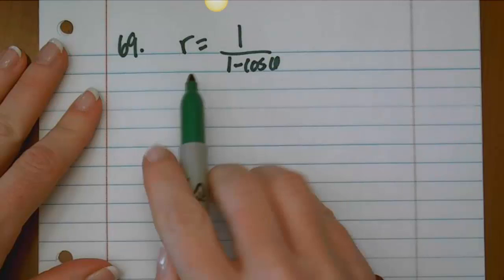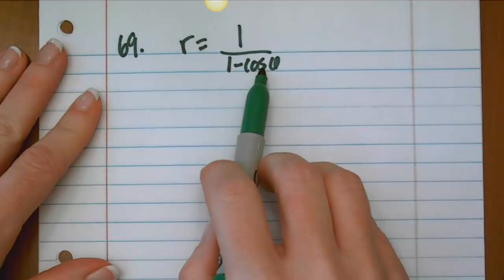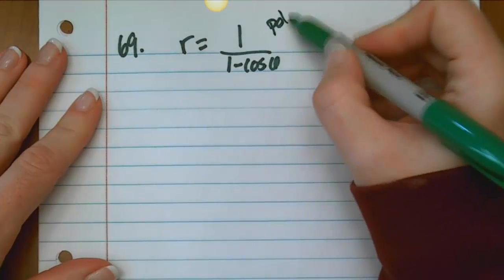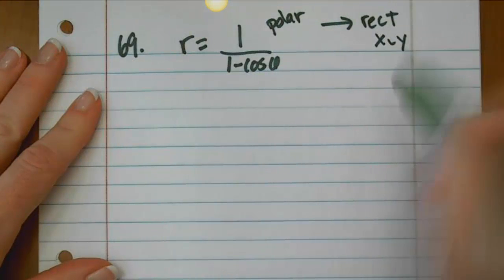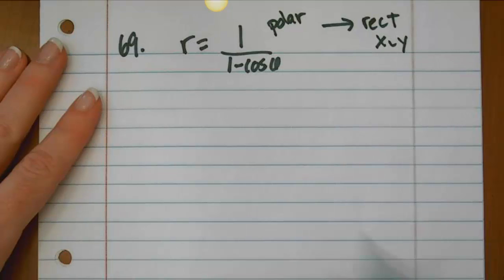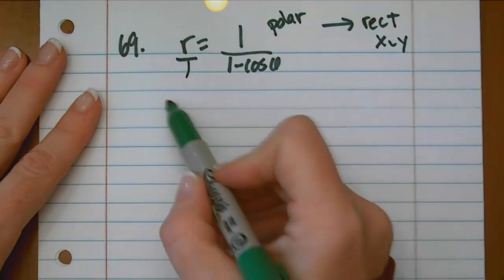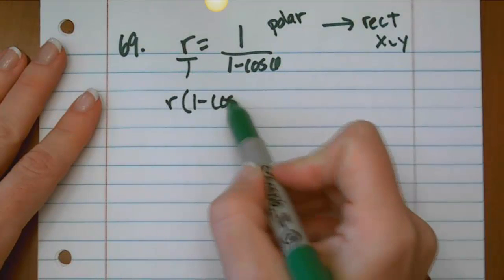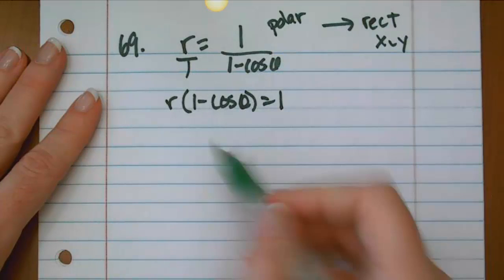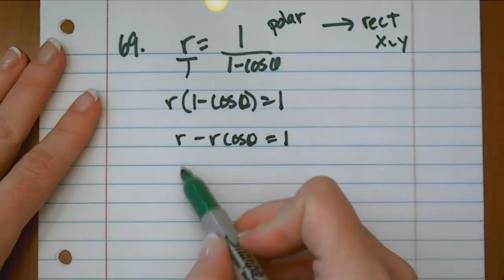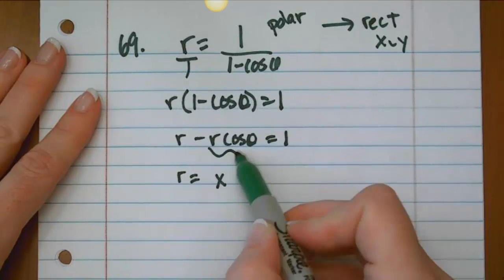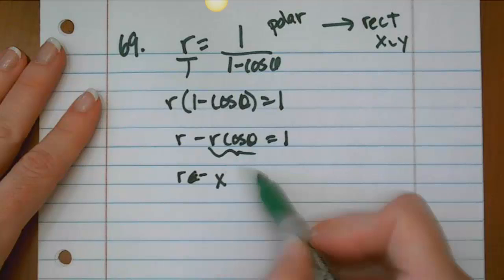And here's some homework help on problem 69. What I can do is I've got r equals 1 over 1 minus cosine theta. This is in polar form, and we have to turn this equation into rectangular form, meaning we only want x and y's in that equation. So I'm going to go ahead and cross multiply. So I have r times 1 minus cosine theta equals 1. So I have r minus r cosine theta equals 1, and I can substitute in x for r cosine theta. Sorry, that should be a minus.